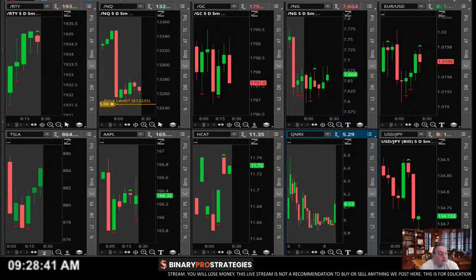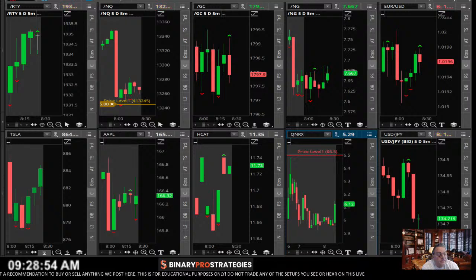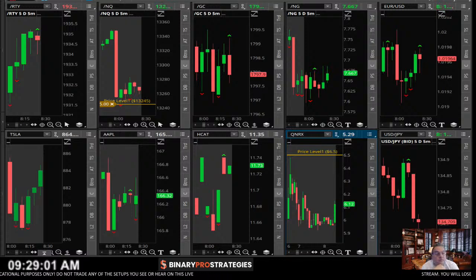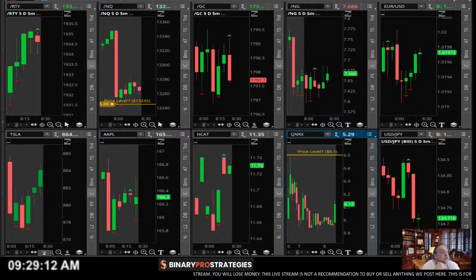Let's get a look at that. On QNRX, if we open up and start to go higher, $6.50 is going to be our buy. And on HCAT, if it doesn't pull back and goes up higher, it's going to set up a nice little HF, what we call an HF1 pattern. That is going to be a buy at 12.5.